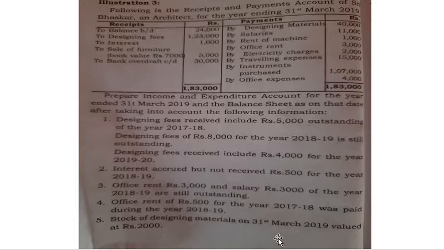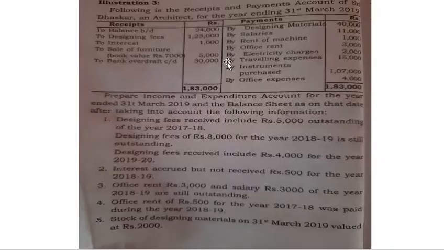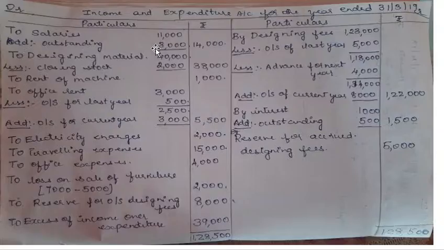There is a stock of designing material 2,000. If there is any stock remaining, that you have to deduct. So come here, designing material 40,000 less stock 2,000, that is 38,000. Okay, go to the next, salaries. Salaries is 11,000. Now check is there any other adjustment. Yeah, there is a salary outstanding for this year. Outstanding of this year we have to add. So add outstanding 3,000. So 11 plus 3, 14,000.